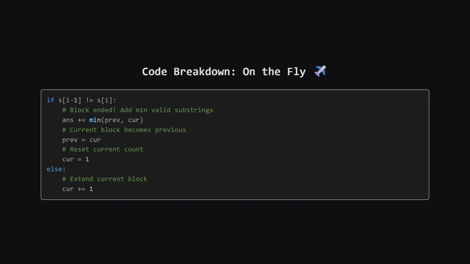Inside the loop, we check for a character change. If the character changes, say from 0 to 1, it means our current block of zeros is finished. We immediately calculate the valid substrings between the previous block and this just finished cur block by taking the minimum. Then, we shift our window. The cur block becomes the new previous block, and we reset cur to 1 to start counting the new character. If the character doesn't change, we just increment cur.